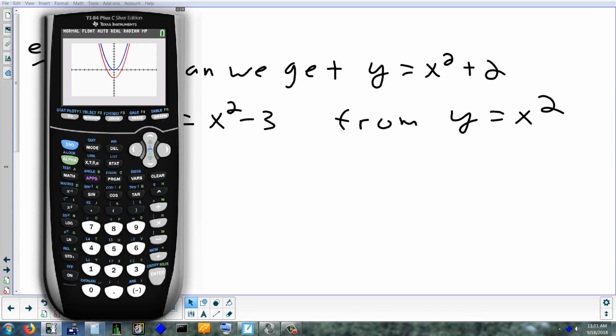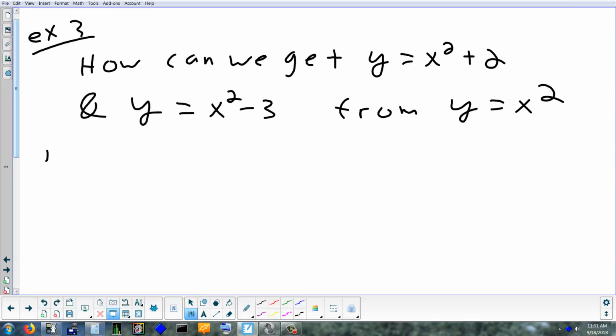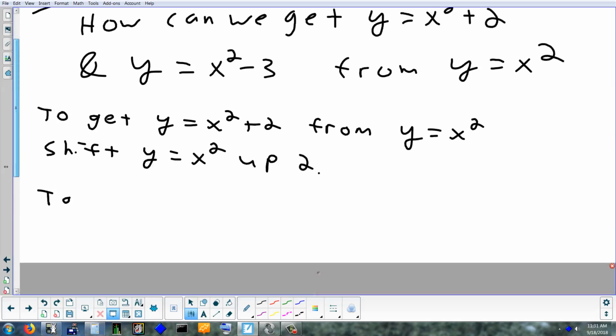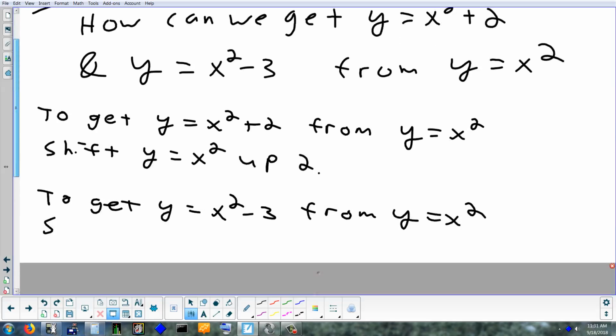Okay. So let's write out what they want to know. So to get y equals x squared plus 2 from the parent function, from the most basic parabola you can have. So to get y equals x squared plus 2 from y equals x squared, we want to shift y equals x squared up 2. Okay, and then to get y equals x squared minus 3 from y equals x squared, shift the original down 3.